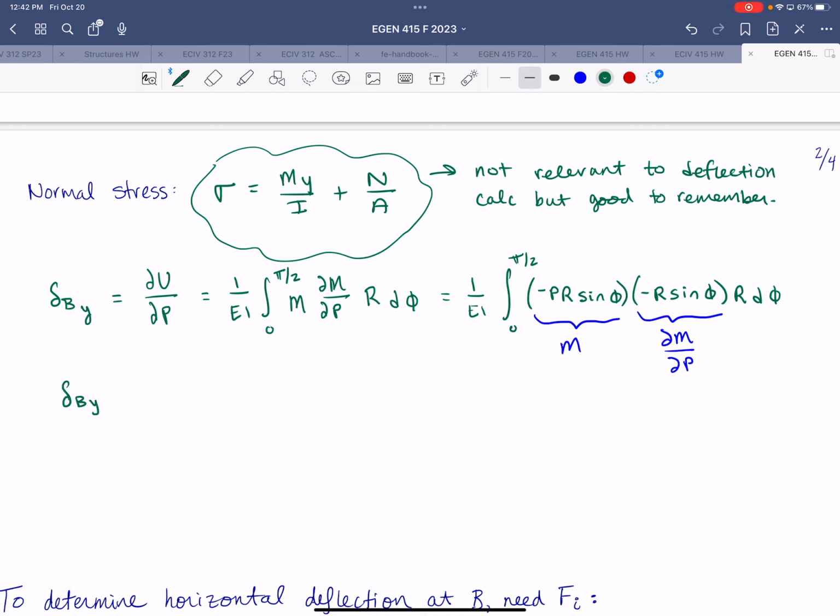So our delta By can then be written as PR cubed over EI, all of which are constant and can be brought in front of the integral. And then within the integral, we're left with sine squared of phi. Evaluating this integral, we get pi over 4 times PR cubed over EI.